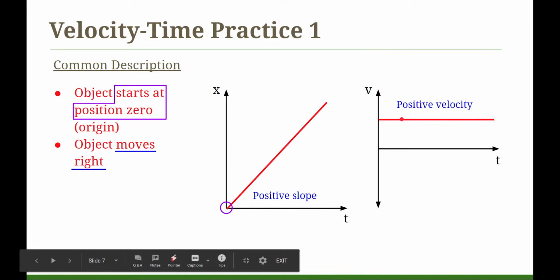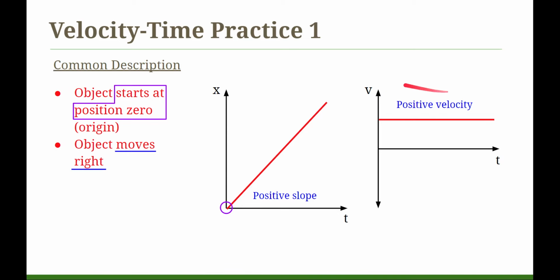And then it's like medium speed, so that's why we just put it halfway up. If this line was really flat, we'd put it close to 0. If it was really steep, we'd put it way up here.